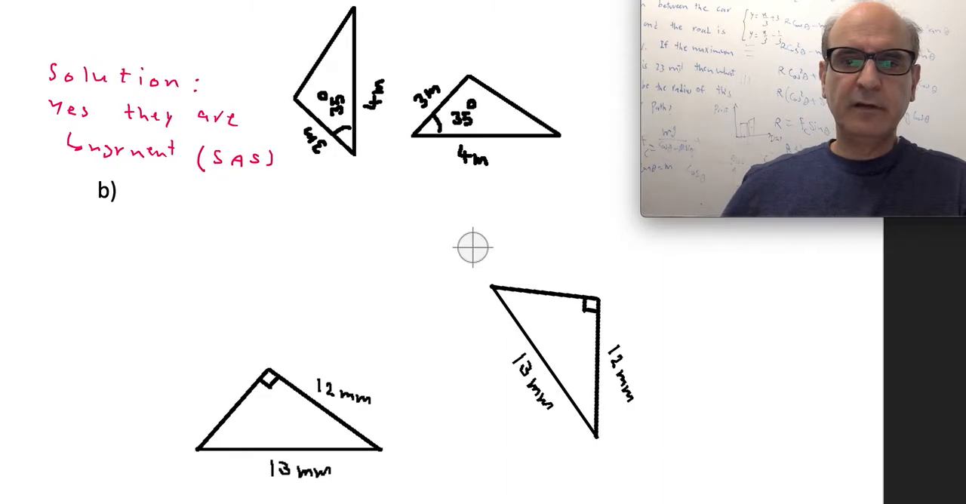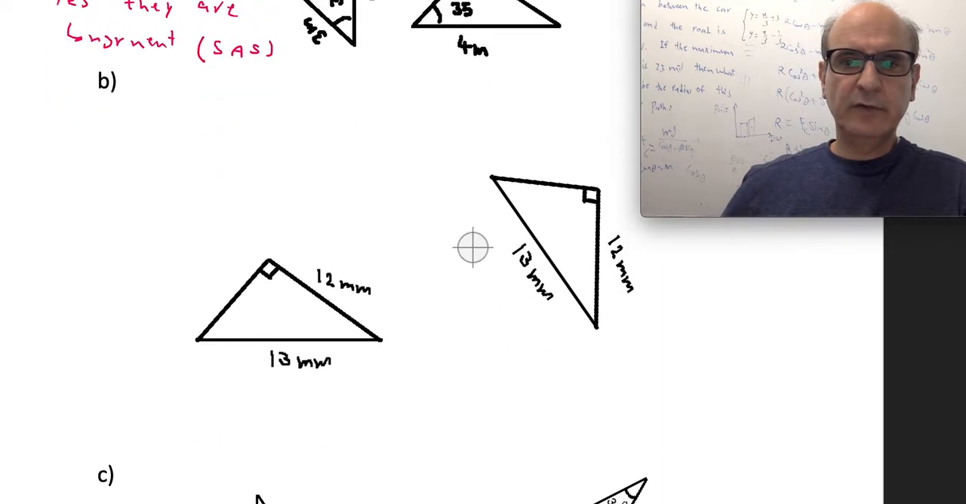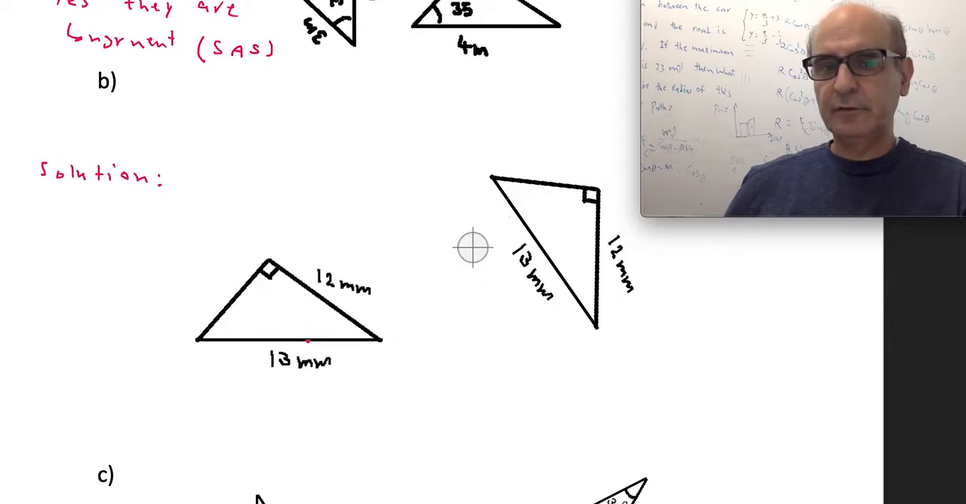For the second one, are these congruent, this triangle and this triangle? So first thing you see is both of them are right angles. So we might be able to use RHS. Look at the hypotenuse, 13 millimeters, 13 millimeters. So the hypotenuse of that and hypotenuse of that are equal. Look at the other side, 12 millimeters and 12 millimeters. So yes, they are congruent.